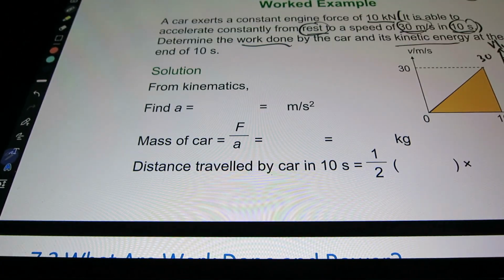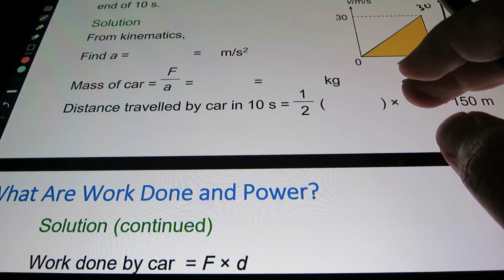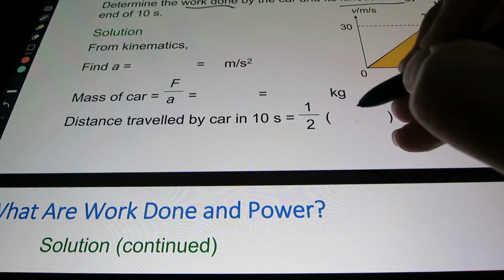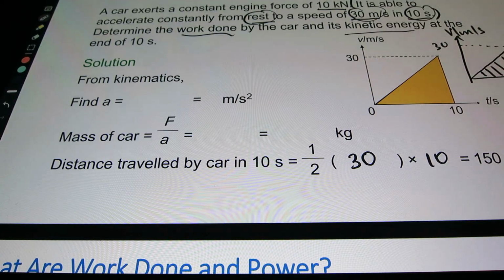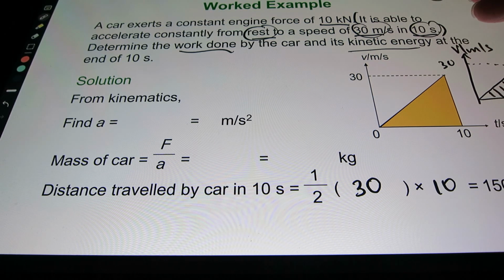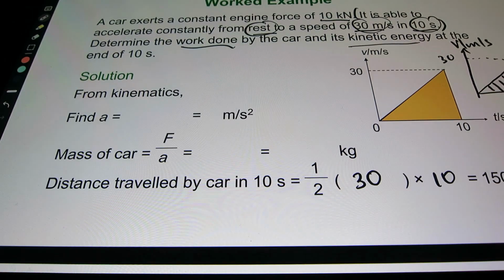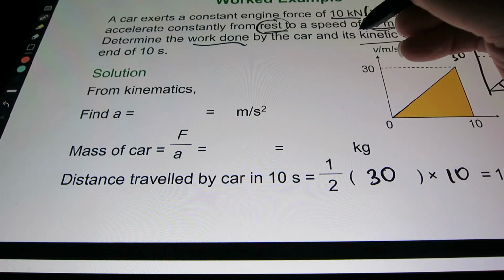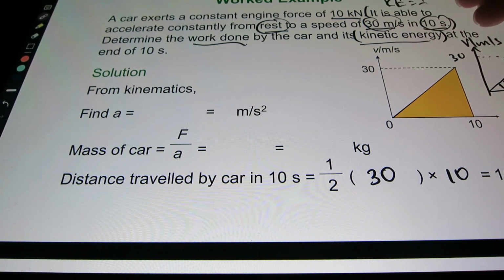So from kinematics, first and foremost, the distance traveled by the car, we will solve this one first. The distance traveled by the car is just the area of the triangle, half times 30 times 10, and that will give me 150 meters. So now I have the force here. Once I have the force, I can find the work done. Let me skip a little bit here, because we don't need the mass yet. It's only when we're doing the kinetic energy that we need to calculate mass, because remember the formula for kinetic energy is equal to half mv squared.